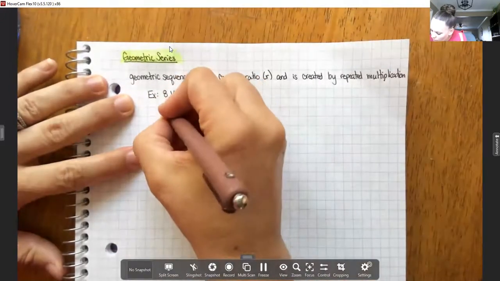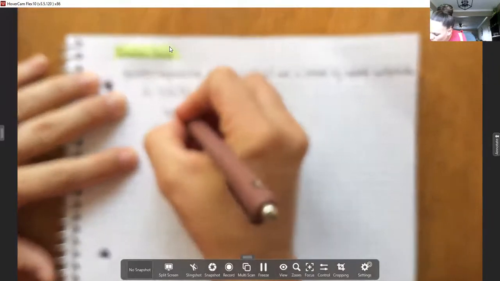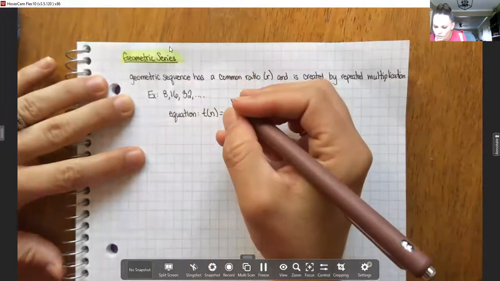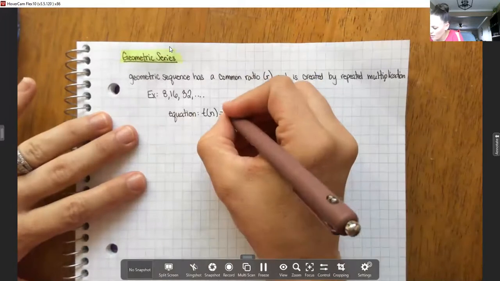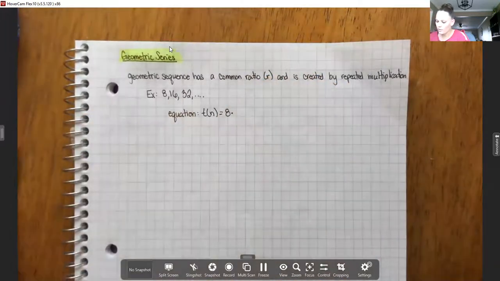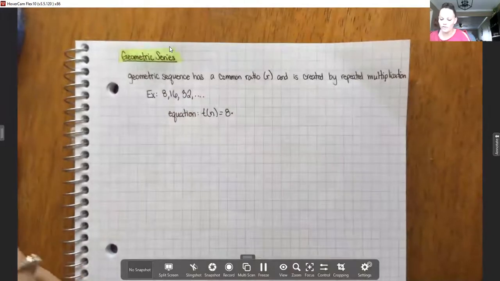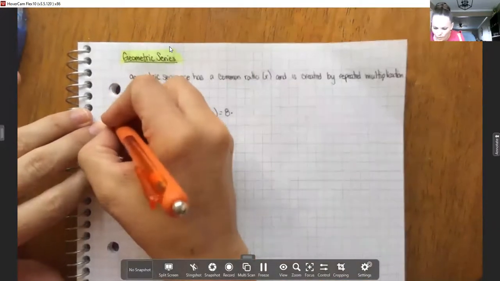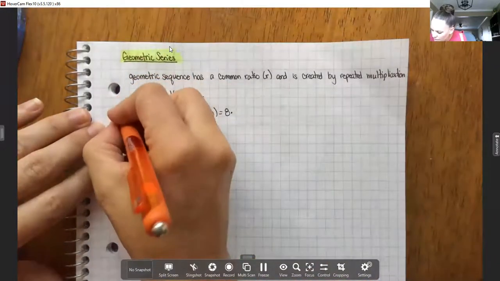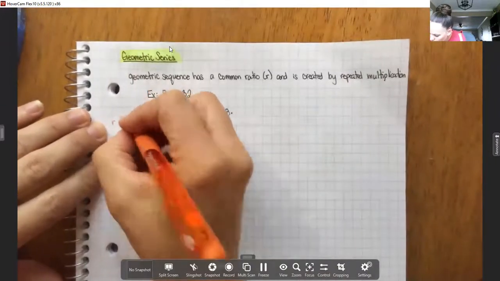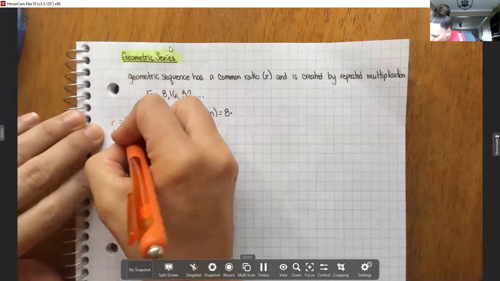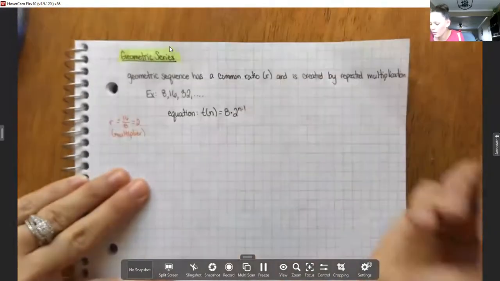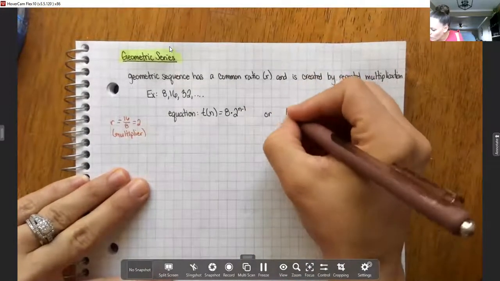So the equation here is T of n equals 8 times, and then we want to figure out what R is. Remember, to figure out what R is, our multiplier or the common ratio, you divide the terms. 16 divided by 8 gives us 2. So that's 8 times 2 to the power of n minus 1. Or you can write it the old way.